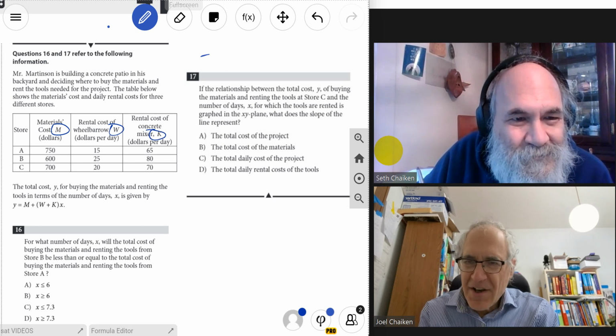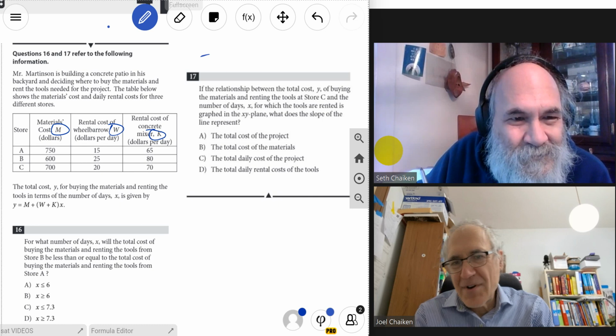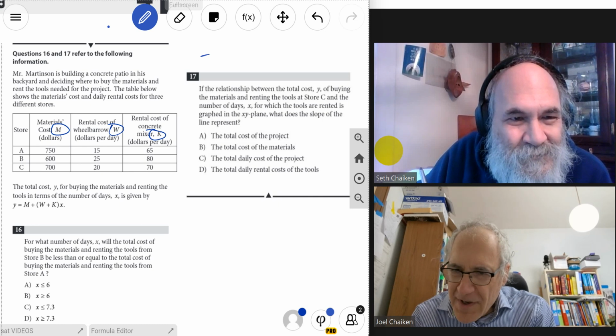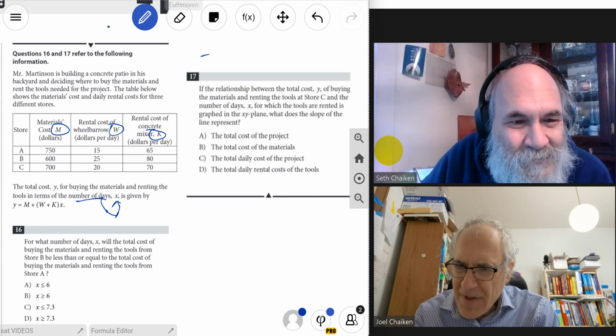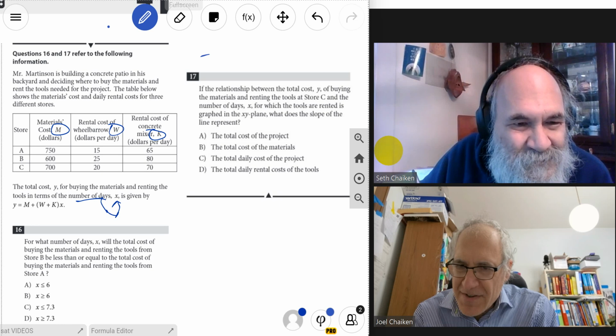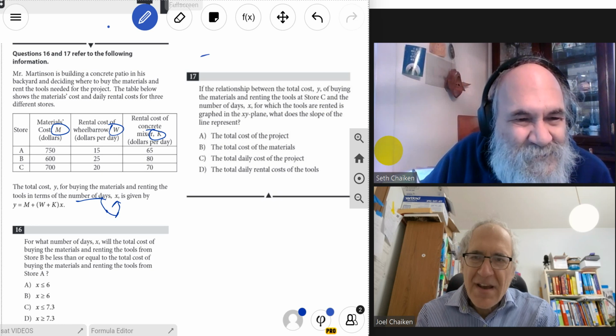Okay, good. Question, and you could read it and then pause and come back. For what number of days X will the total cost of buying the materials and renting the tools from store B be less than or equal to the total cost of buying the materials and renting the tools from store A.